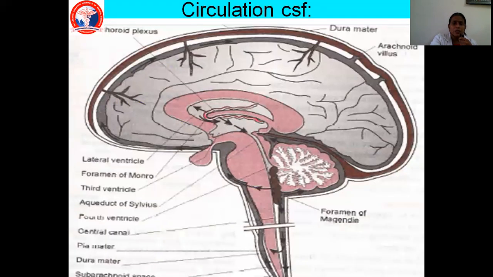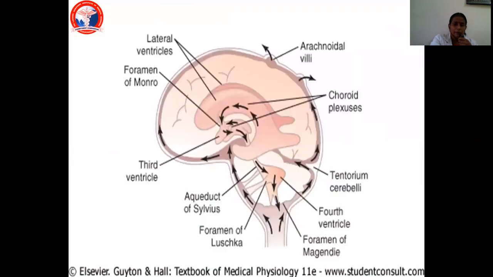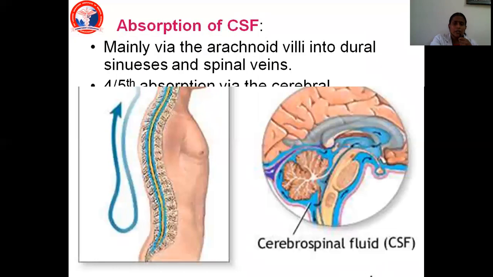And the next one is the circulation of the CSF. The CSF formed by the two lateral ventricles passes to the third ventricle through the foramen of Monro, and from the third ventricle it goes to the fourth ventricle through the aqueduct of Sylvius, and from the fourth ventricle it goes to the subarachnoid space through the foramen of Magendie and foramina of Luschka. This picture also shows the circulation of the CSF.